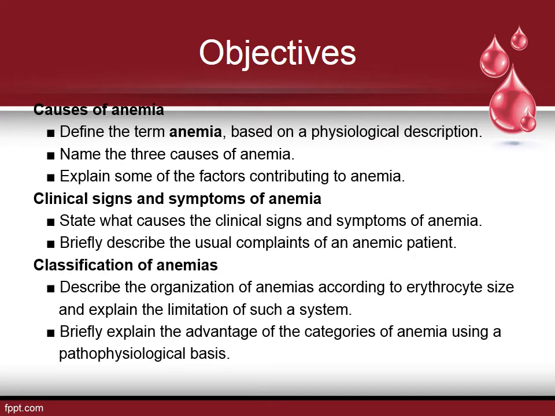The next will be the classification of anemias. Describe the organization of anemias according to erythrocyte size and explain the limitation of such a system. Then briefly explain the advantages of the categories of anemias using a pathophysiological basis.